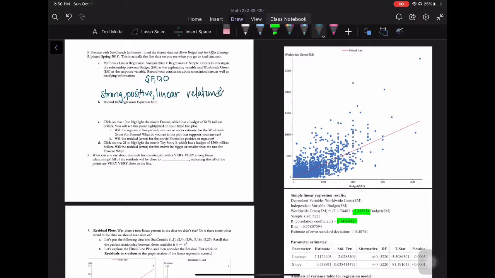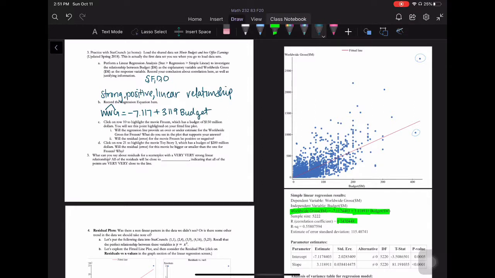Now, are there any outliers that might be of concern? Well, we do see that there's a couple of points here or here that are still within our x variables that might have particular leverage, but there's nothing that's really far outside of our data that we're really concerned about. Recording the regression equation, we have the equation down below, our worldwide gross. Now I'm going to say worldwide gross hat, remember because it's a prediction, is equal to negative 7.117 plus 3.119 budget.